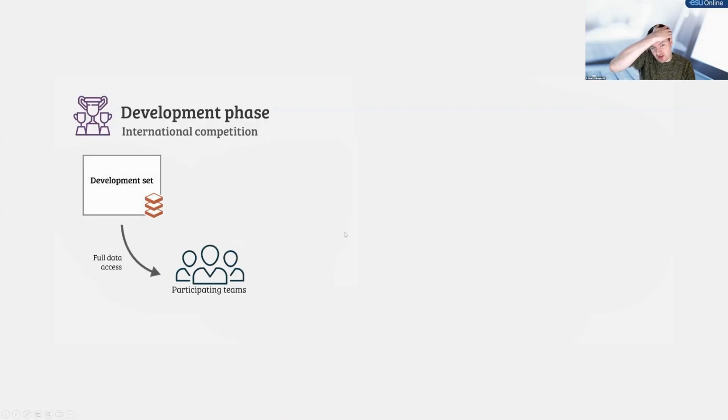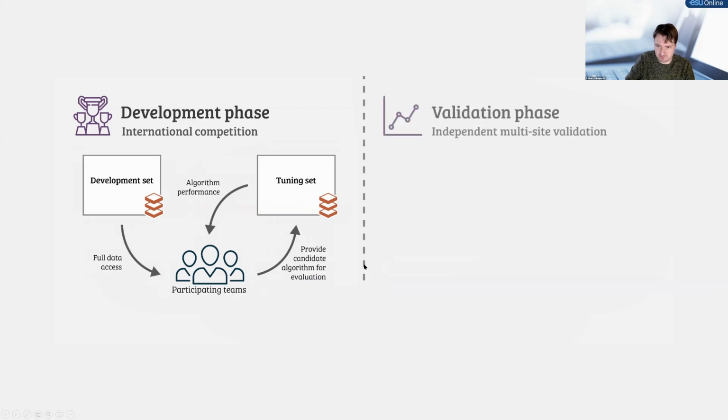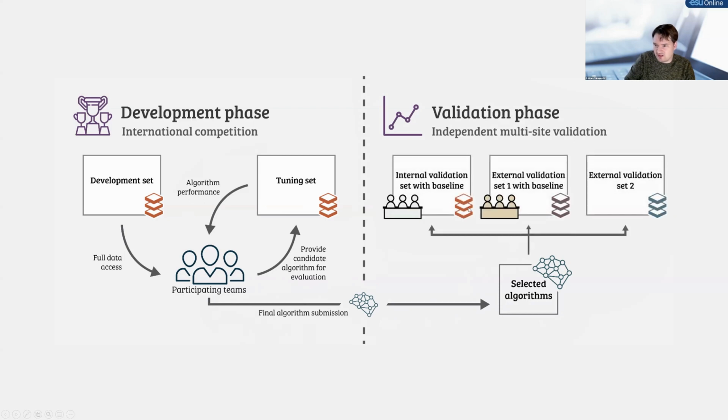The way we organized it is that there was a development phase. All the teams had full access to the development data set, and they could optimize their performance over time on that development set. Once that development phase, which lasted for 3 months, was completed, the participants had to submit their AI algorithm to us. We selected the top 15 algorithms out of over 1,000 algorithm submissions, and we validated them on 3 extra data sets, which the participants had never seen and were also not able to optimize their algorithms for.